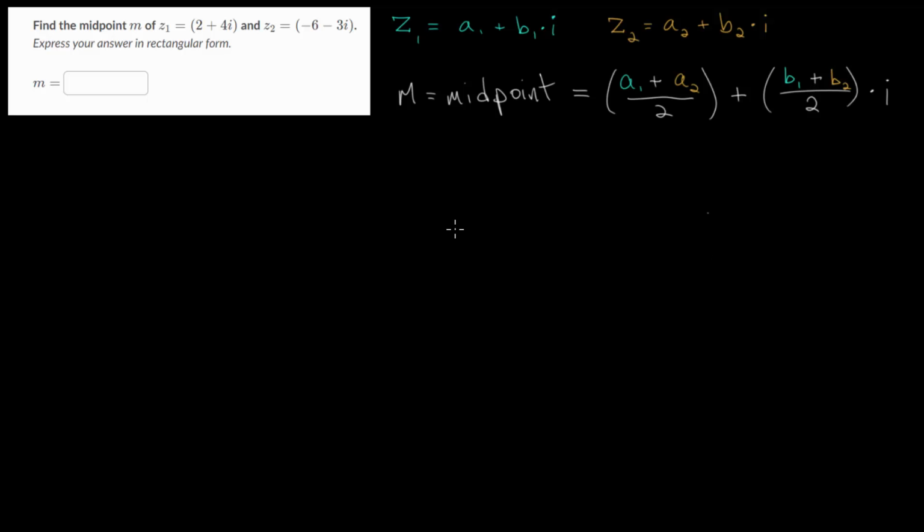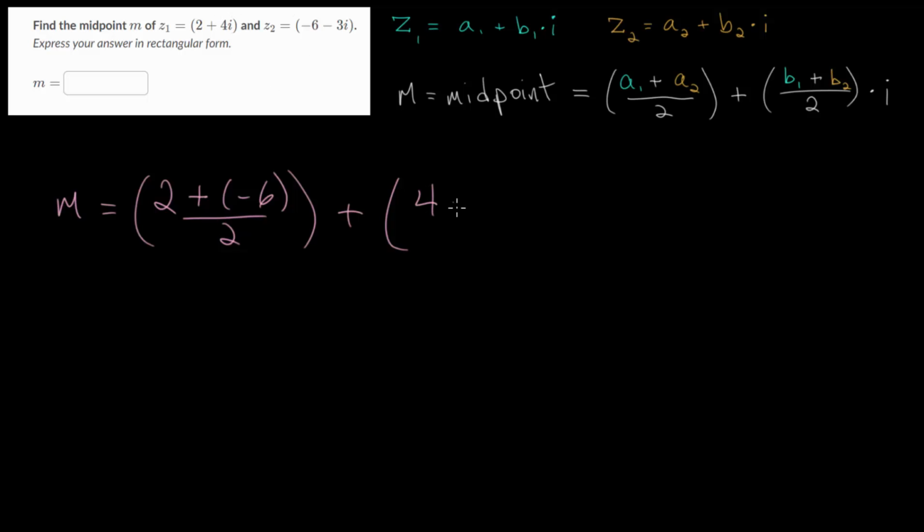We have that m, the midpoint of the two complex numbers, is equal to the average of the real parts. So we will take 2 and add it to -6 and divide that by 2. And then we will add the average of the imaginary parts. We can take 4 and add that to -3 and divide everything by 2 to find the average. And of course, the imaginary part is multiplied by i.